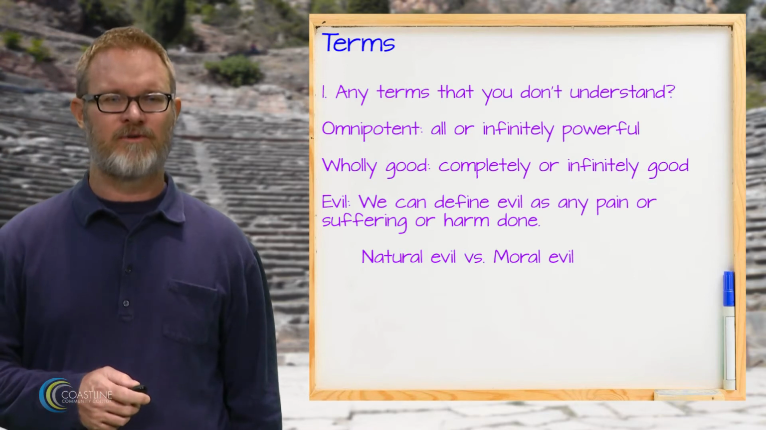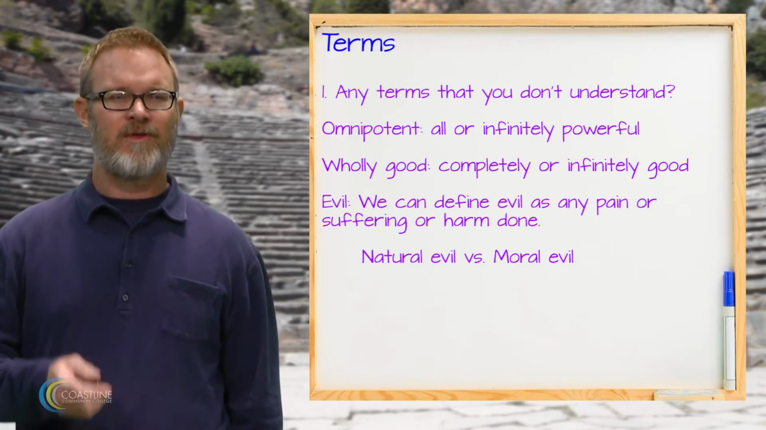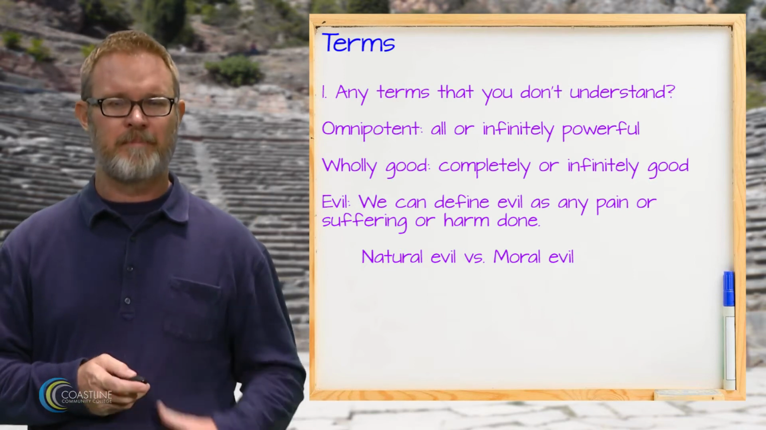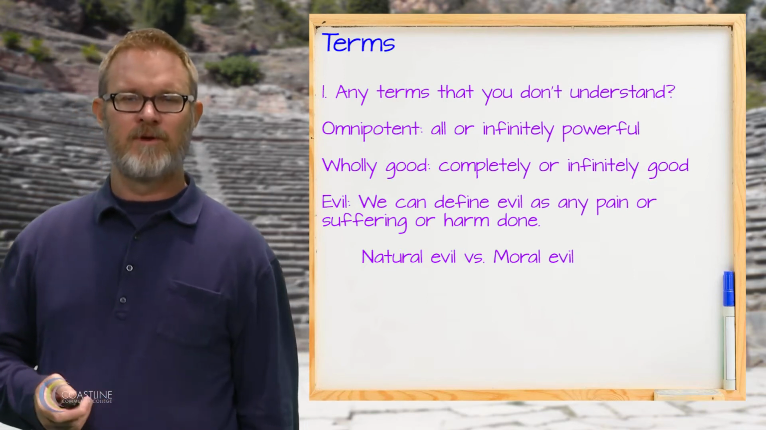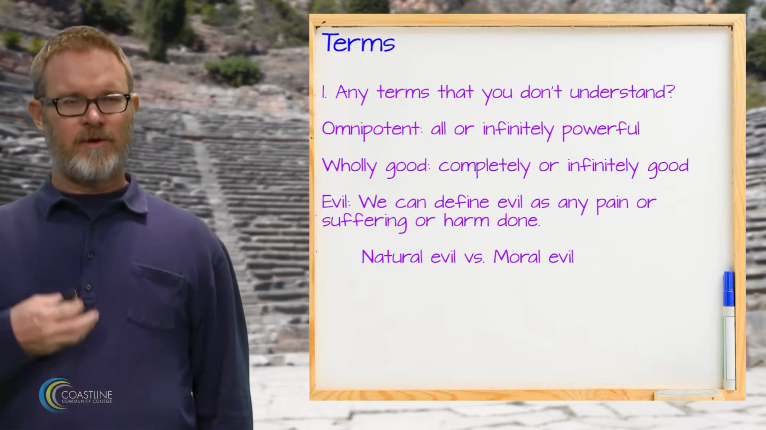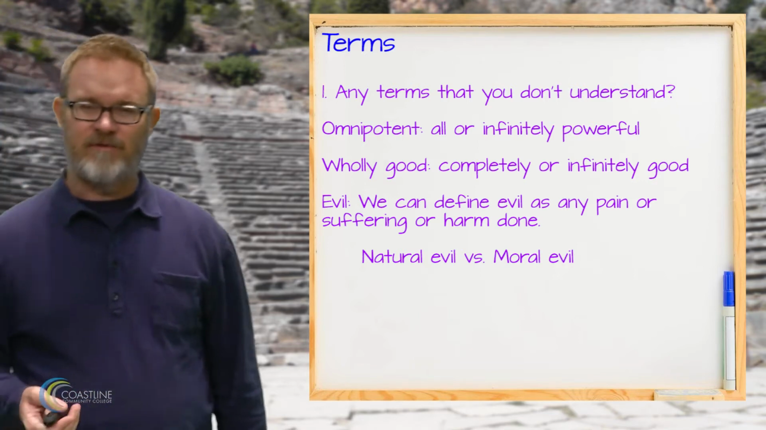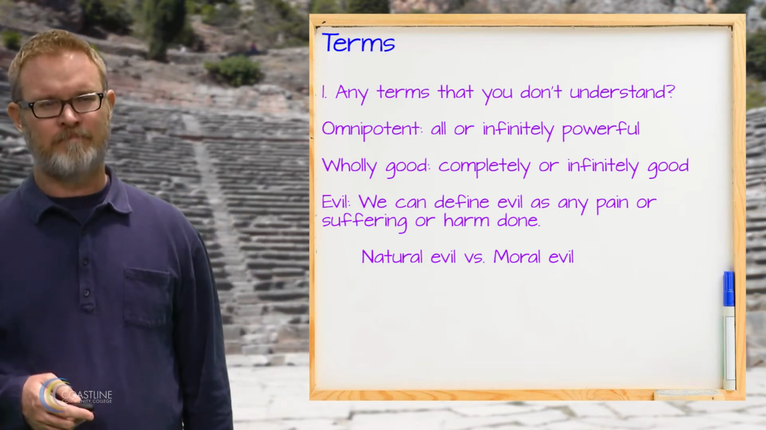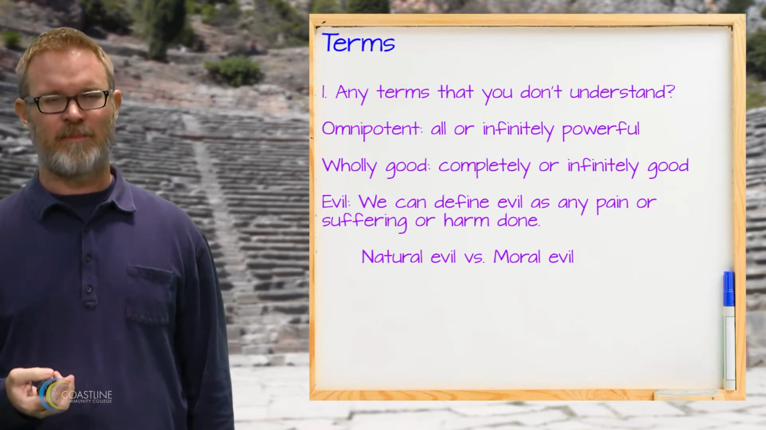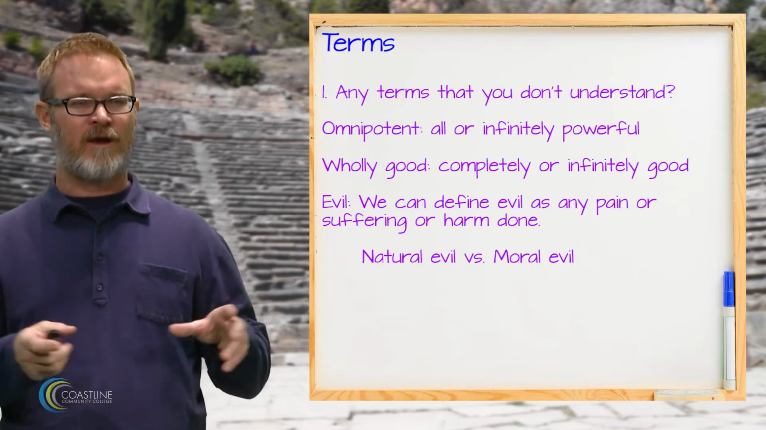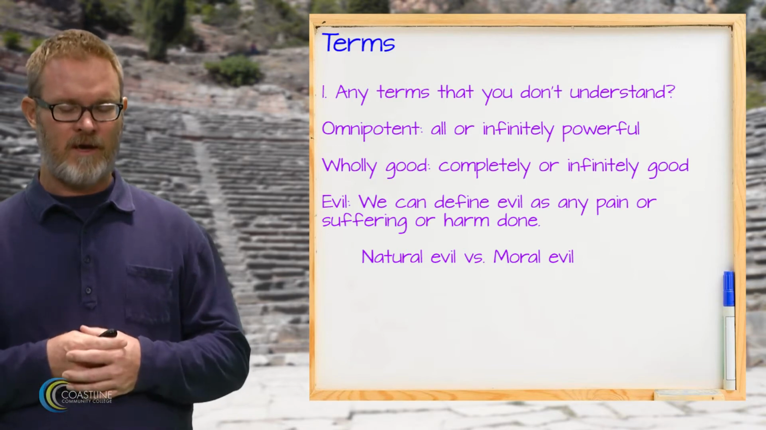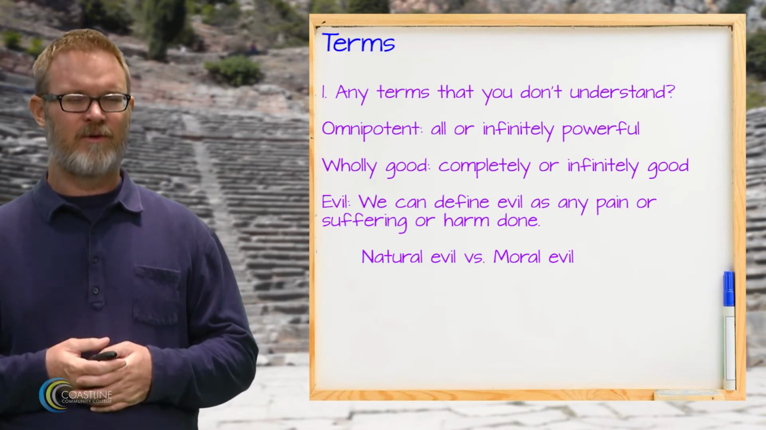Then in the next claim, he says God is wholly good. I think what he's saying here is that God is as maximally good as something could possibly be. And then in the last claim, he says, and yet evil exists. In philosophy, evil is actually a tricky term. You might say that evil is like suffering or pain, for example. And we can divide that into two types. One would be suffering or pain at the hands of a human being, with intention.